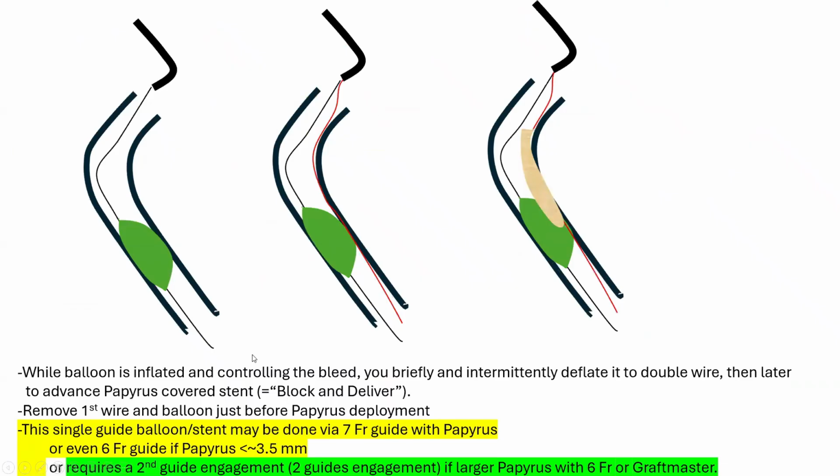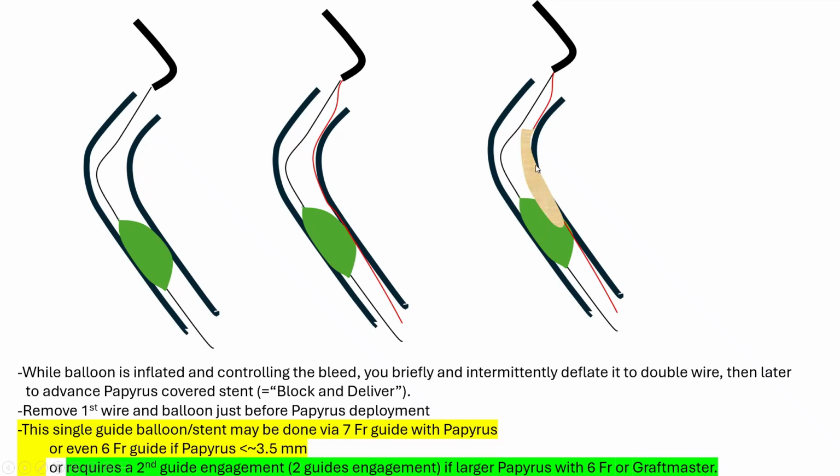So let's take the ideal scenario of delivering a PK Papyrus stent, and let's say we have a 7 French guide. While a balloon is inflated across the perforated area and controlling the bleed, you briefly and intermittently deflate that balloon in order to double wire, then in order to later advance the PK Papyrus cover stent. This is what we call the block and deliver technique. You're delivering your PK Papyrus while you have a balloon blocking the bleed in the interim.